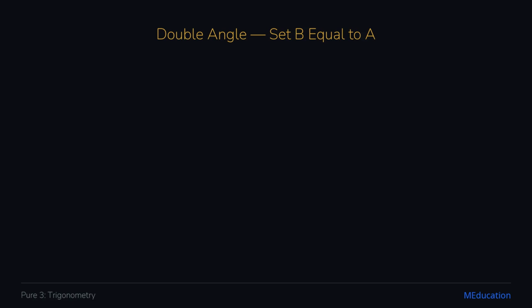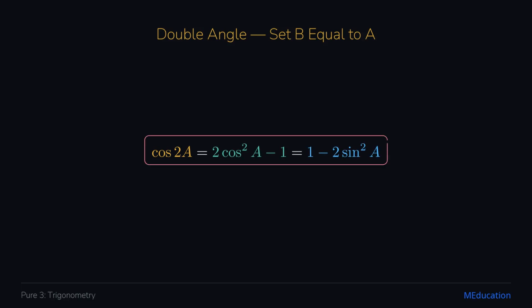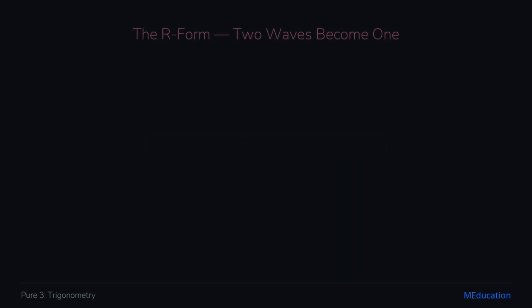Cosine's version has a secret talent. Using sine squared plus cos squared equals 1, you can rewrite cos 2a in 2 more disguises, one with only cosines, one with only sines. That last form, cos 2a equals 1 minus 2 sine squared a, is the engine that lets you integrate sine squared later. Each disguise is the right tool for a different job.